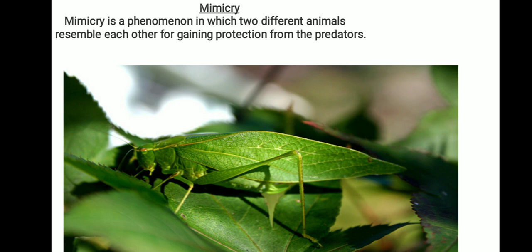So from this we could understand the morphological evidences of evolution.